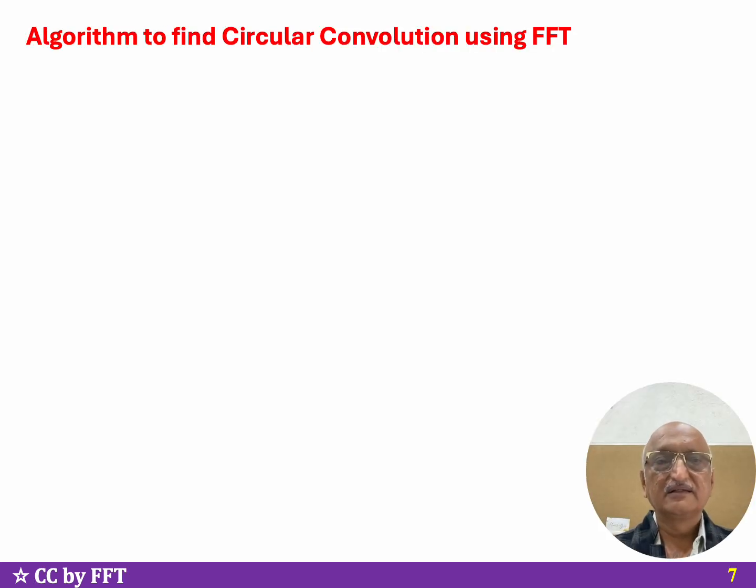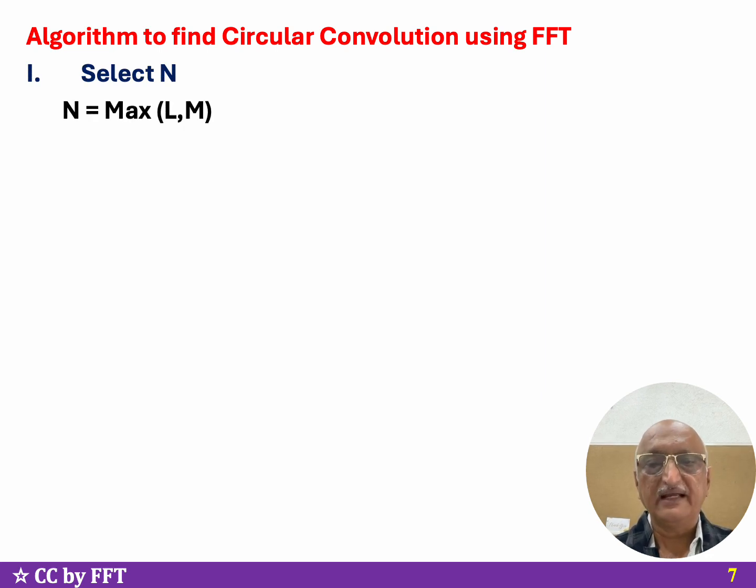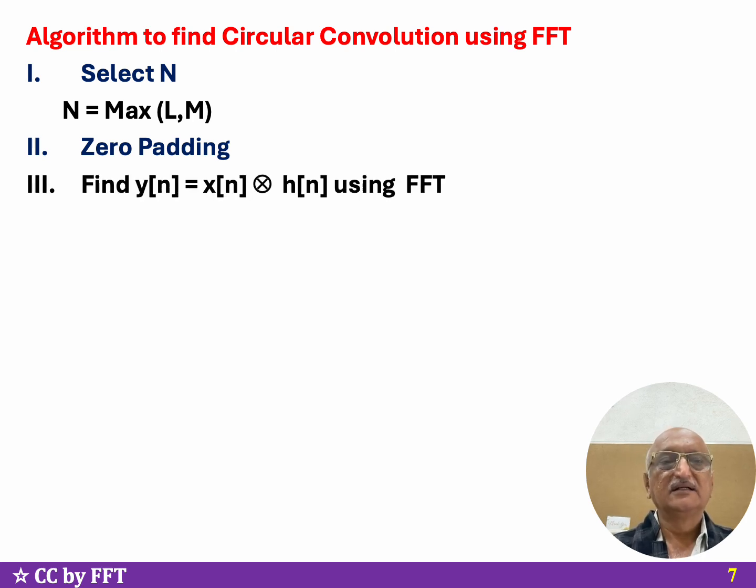Similarly, we can find circular convolution using FFT. To find circular convolution using FFT, we have to select n equal to the maximum of L and M, where L is the length of the first signal and M is the length of the second signal. Then we have to do zero padding on both the signals so that the length of both the signals becomes n.